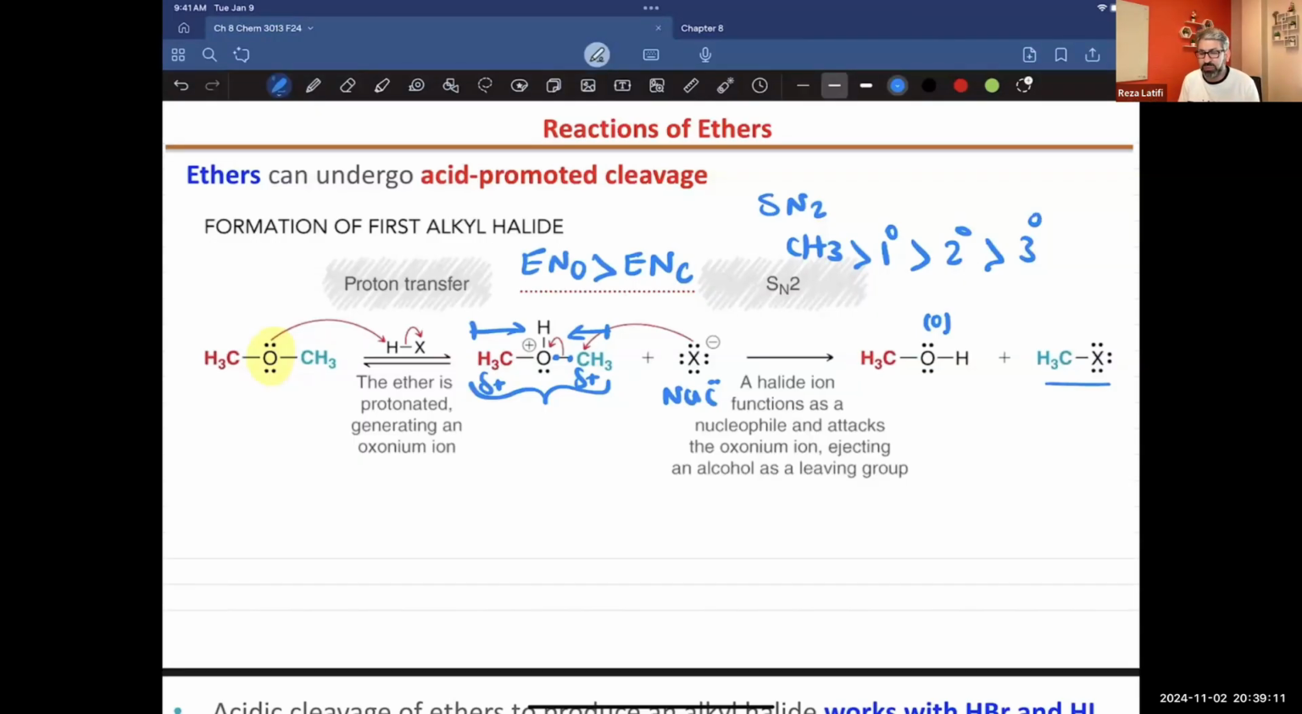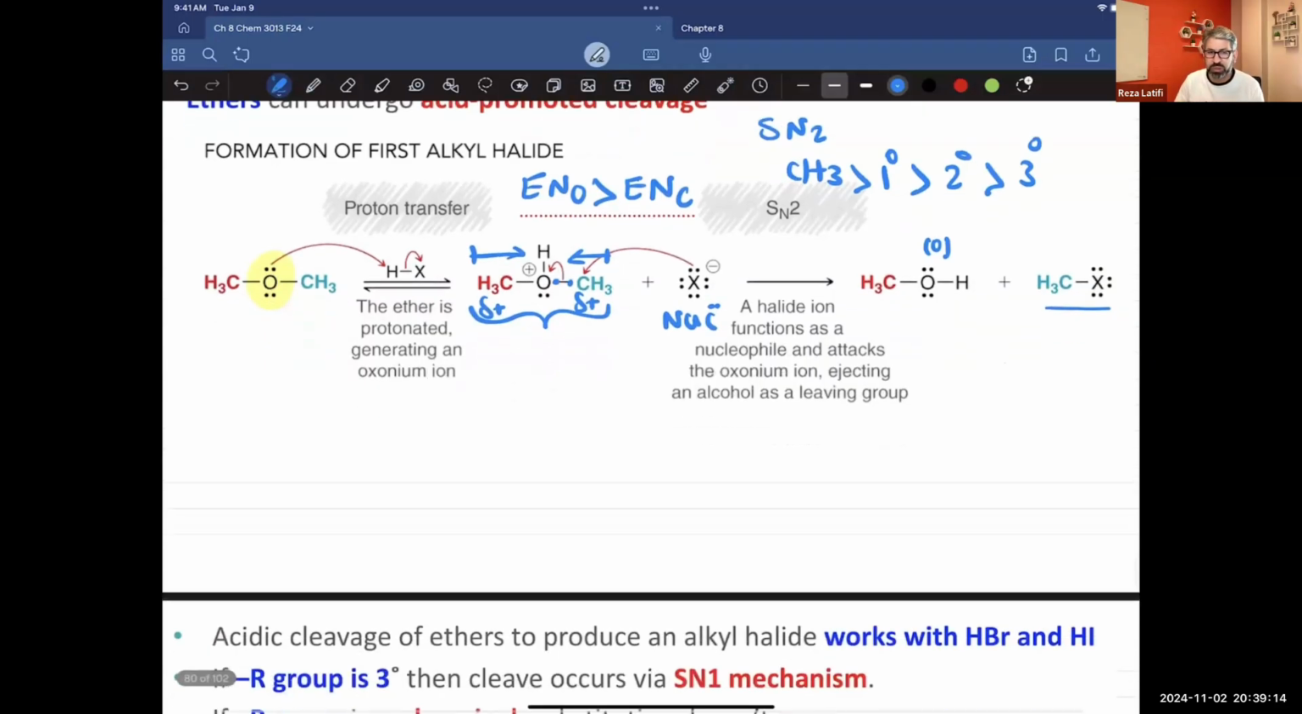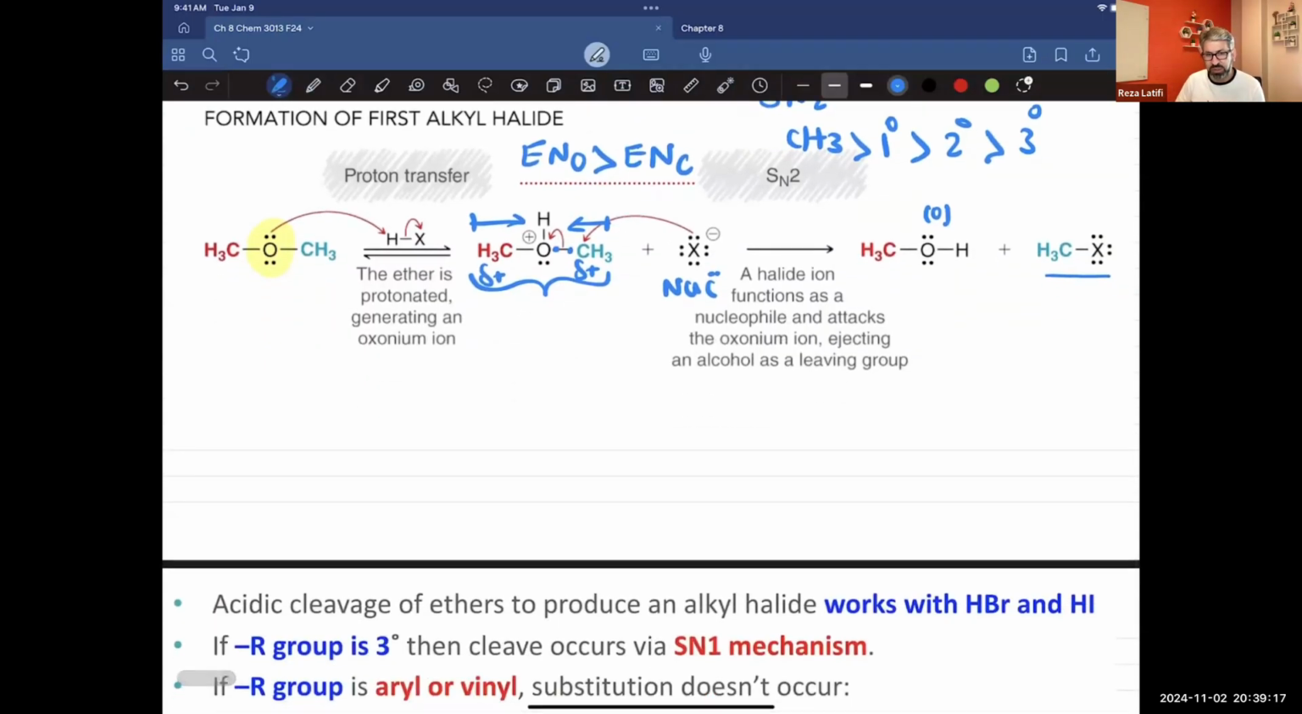But what will happen if we have different carbons on the right and left side of the oxygen atom? For example, let's say we have isopropyl attached to oxygen, and on the other side I have a methyl. This is a secondary carbon, and this one is CH3, or a methyl group. If you add hydrogen there, now we have a positive charge there, and the nucleophile can attack.